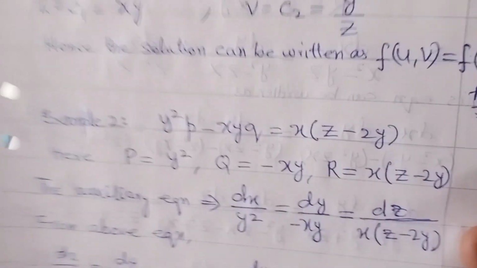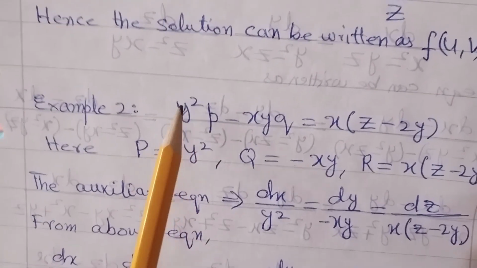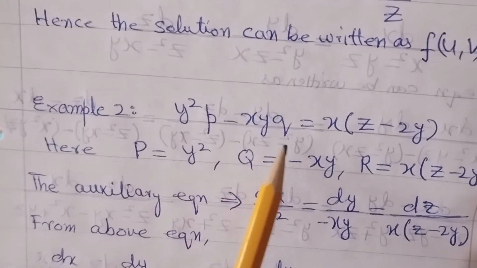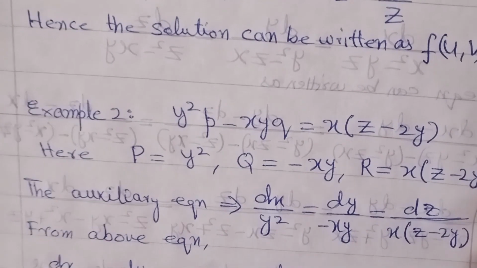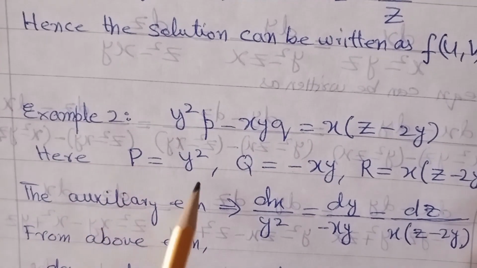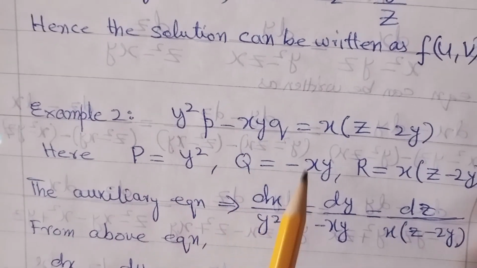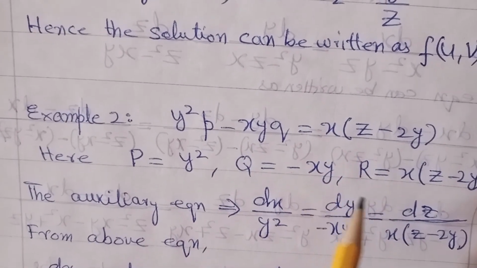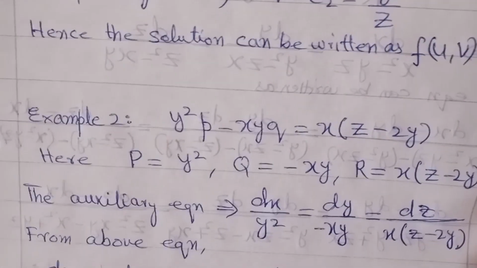Similarly, look at example number 2 here. Now we have example number 2, that is y square p minus xy q is equal to x times z minus 2y. In this equation, the coefficient of small p is capital P, that is y square, small q is equal to minus xy, that is Q, and the rest, all in the right hand side, would be R. So this time we have clear values of P, Q, and R.